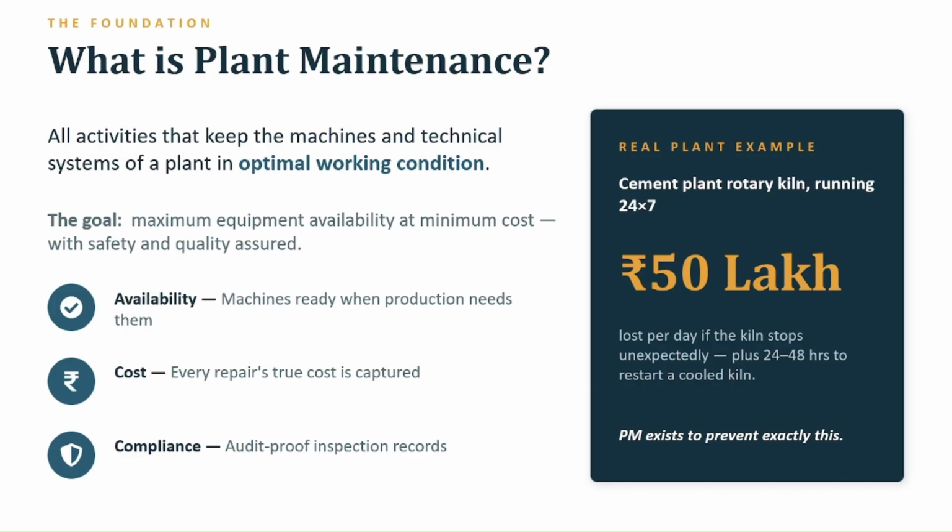So for example, how will plant maintenance help avoid loss to companies? Say there is a cement plant with a rotary kiln running 24/7. If the rotary kiln breaks down for 24 hours, after the repair it will take 24 to 48 hours to return to optimal working condition. The total loss to the cement company is around 50 lakh rupees. This is a big loss to the company.